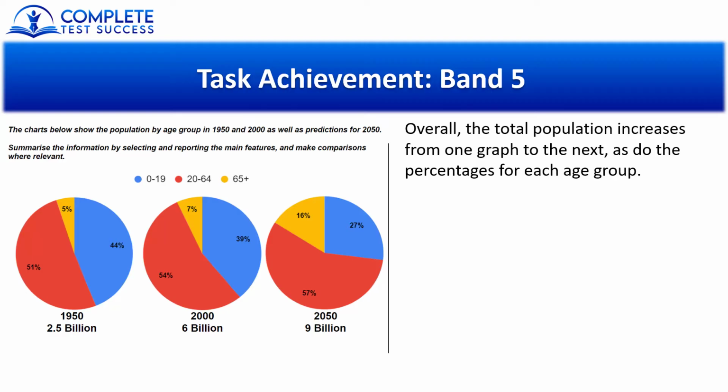Overall, the total population increases from one graph to the next, as do the percentages for each age group.